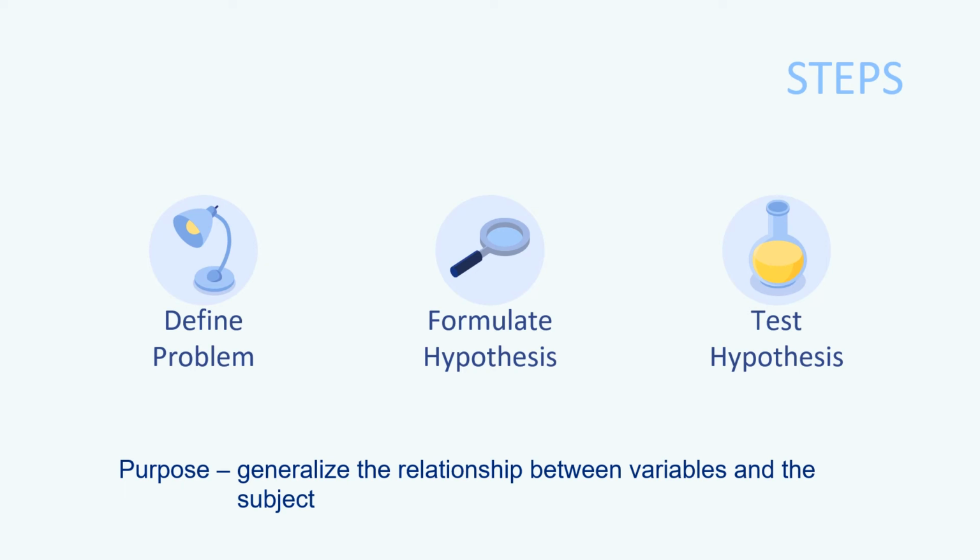These are the steps of experimental research. The first step is to define the problem. Then a hypothesis is formulated. A hypothesis is the tentative answer to the problem which was defined in step 1. This tentative answer is tested whether it is true or false. If it is true, the hypothesis is accepted, and if it is false, the hypothesis is rejected.